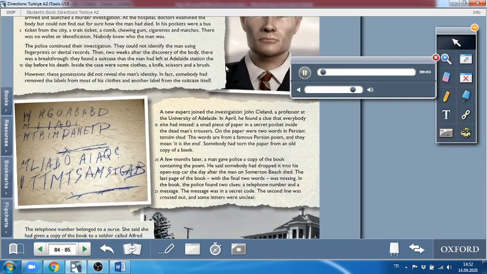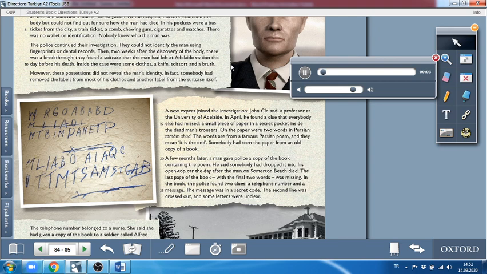A new expert joined the investigation. John Cleland, a professor at the University of Adelaide. In April, he found a clue that everybody else had missed. A small piece of paper in a secret pocket inside the dead man's trousers. On the paper were 2 words in Persian, Tamam Shud. The words are from a famous Persian poem, and they mean, "It is the end." Somebody had torn the paper from an old copy of a book. A few months later, a man gave police a copy of the book containing the poem. He said somebody had dropped it into his open-top car the day after the man on Somerton Beach died. The last page of the book, with the final 2 words, was missing.